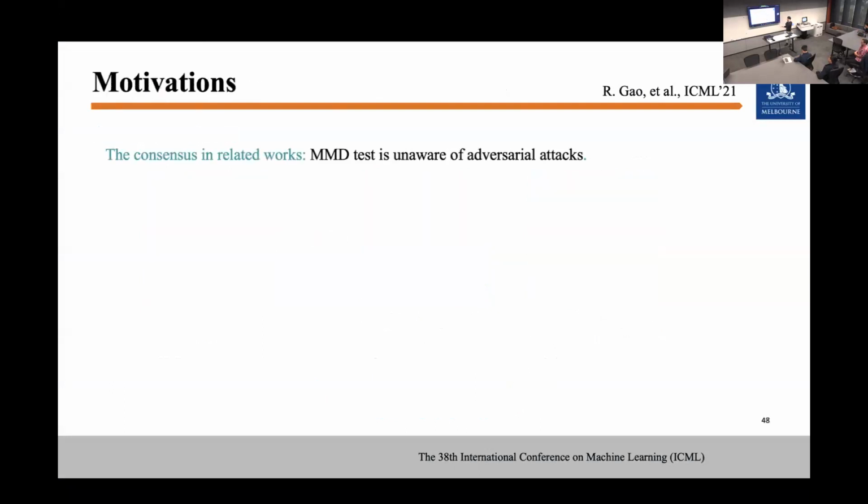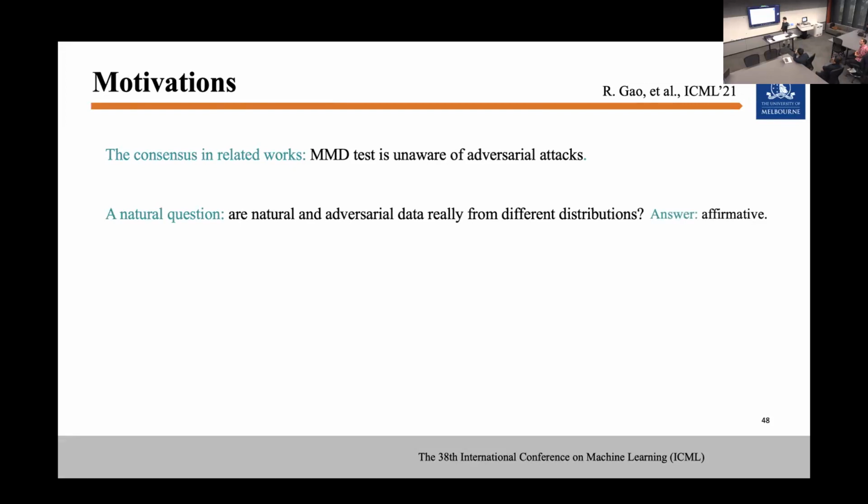In the previous work, the Nicholas Kalanis paper, he showed that the MMD test is unaware of adversarial attacks. So we have a natural question: nature and adversarial are really from different distributions, right? Because the MMD test is a statistical test, if it is not aware of the difference between adversarial and nature, which one should we believe? We gave the affirmative answer. They're from different distributions.